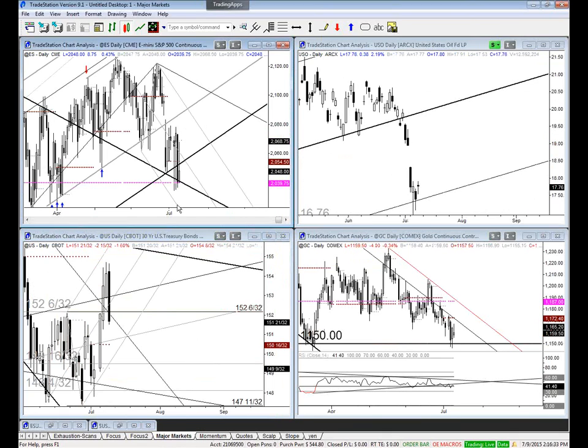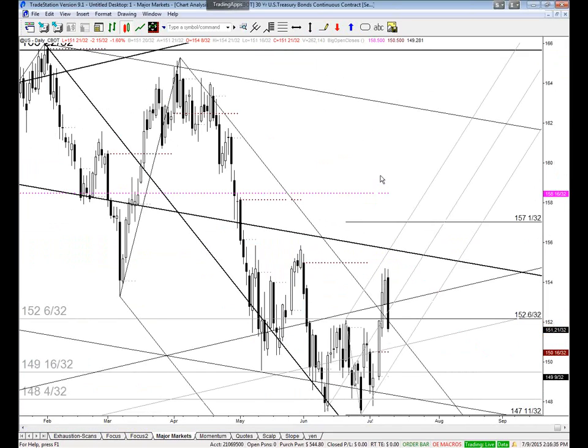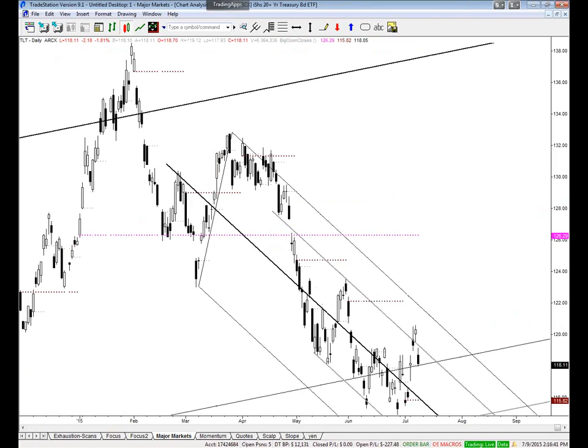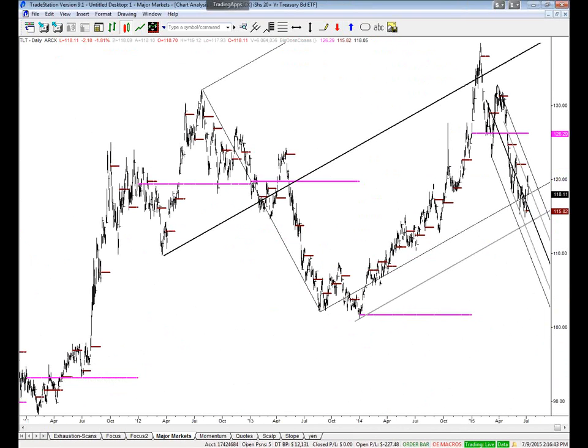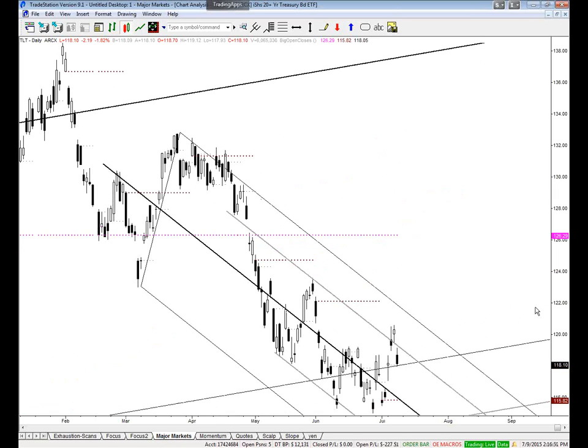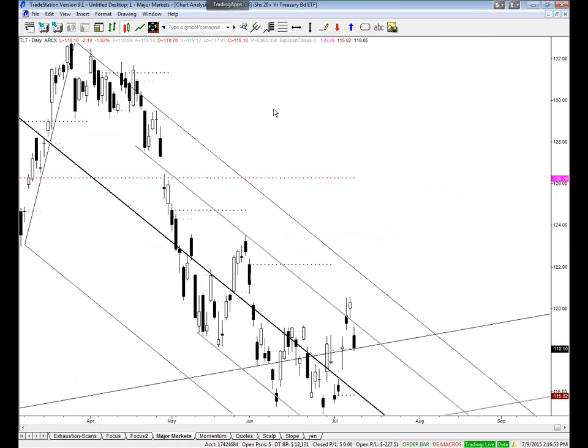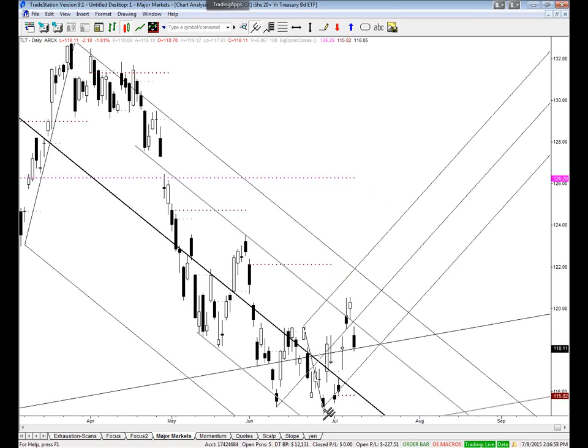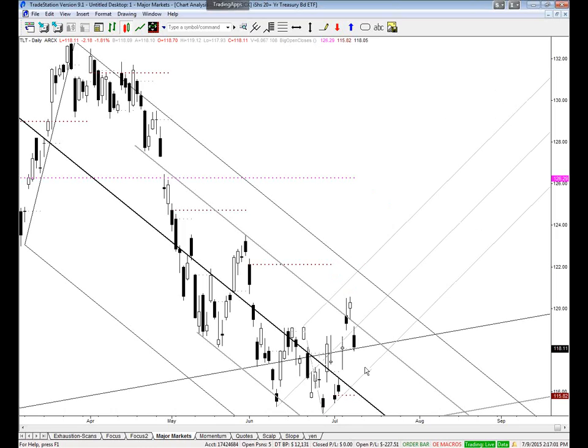We'll look at macro. We already looked at the equities. The bond market just could be trying to form some sort of a low down here. This is TLT, just the ETF. We've been following the slope pretty religiously here, and watch over the next couple days and see if this thing gets support. Okay, down here.